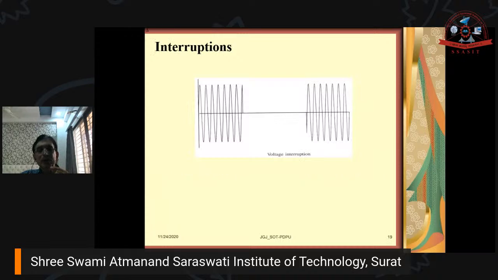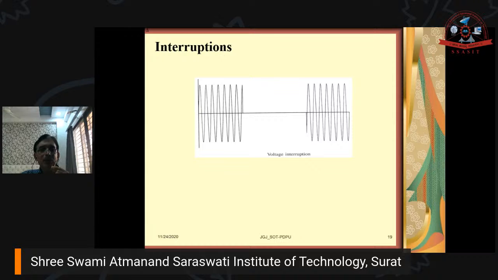Now, you can see this is the waveform for the voltage interruption. The interruption may be a brief interruption or a long or sustained interruption. If the duration is less than 1 minute, then it is called a brief interruption. And if the duration, delta t, is more than 1 minute, then it is called a sustained interruption or long interruption. So this is about interruptions.